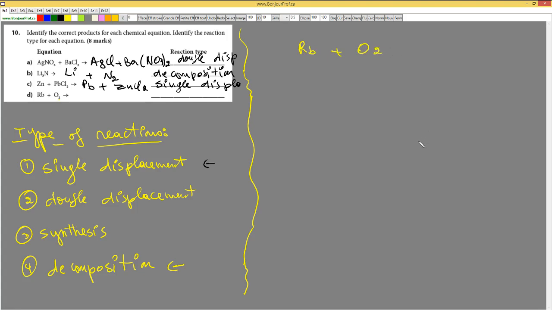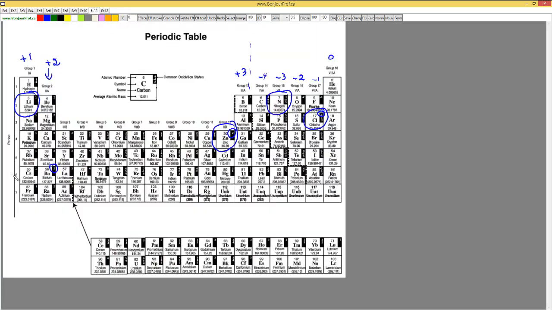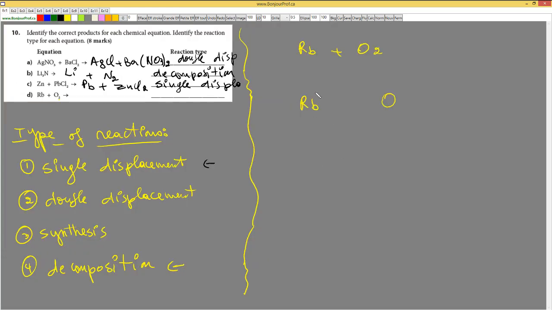What will this give us? So I have Rb here. Oxygen will be oxygen. I have two oxygens, but I have only one, and I have to find the charges. Rb is rubidium, and rubidium is a metal. So what is the charge of rubidium? The rubidium is here, and its charge is 1. So the charge of rubidium will be plus 1.